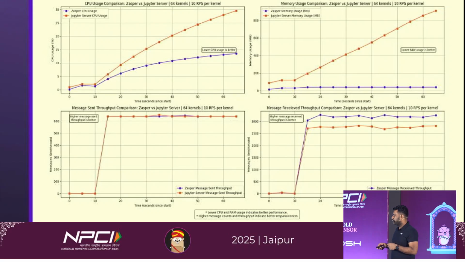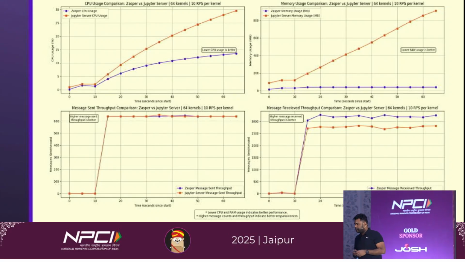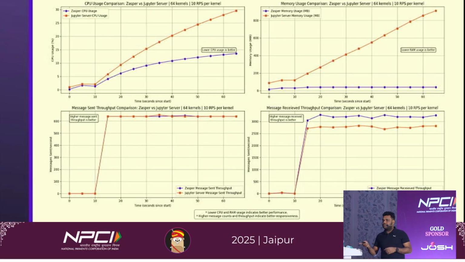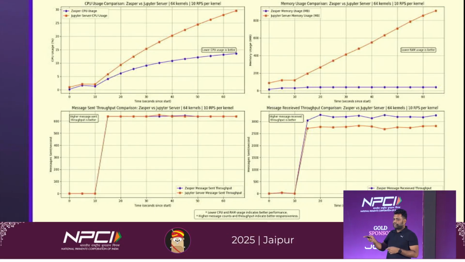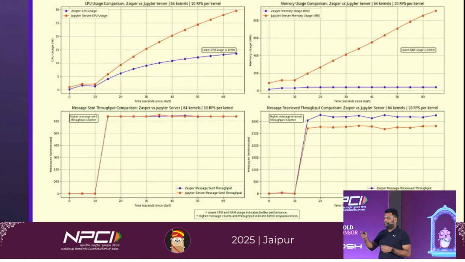Now this one is for 64 kernels. That one was for 2 kernels. For 64 kernels, again, we see that the CPU and RAM usage is lower. But in the case of message received throughput, the fourth diagram, you can see that Jupyter's messages received are much lesser. That means your kernels are dying. Kernel crashes happen, so yeah, it can't handle that many kernels.